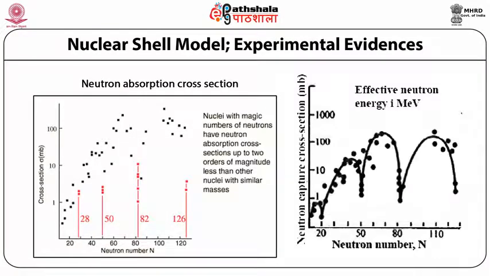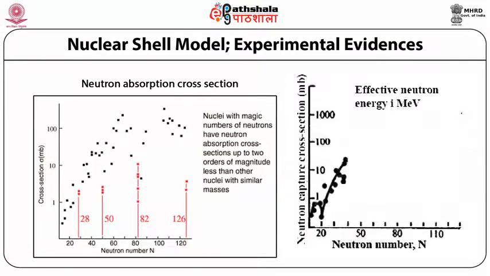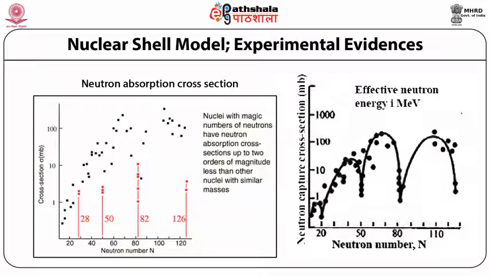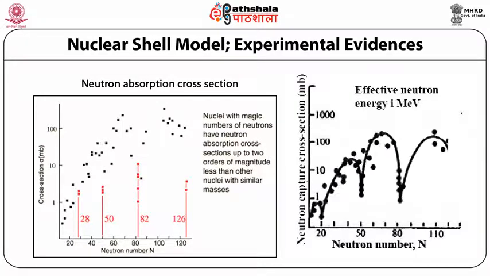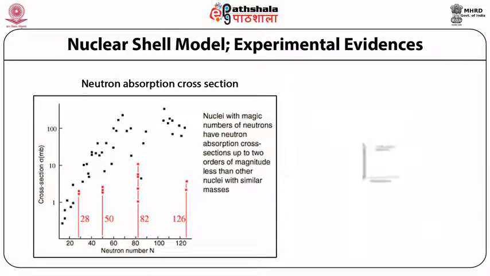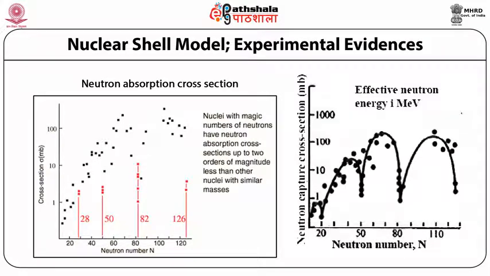Nuclear shell model, experimental evidences. So we continue our discussion about the experimental evidences. In this slide, we are going to discuss a few more. Here we see two pictures. On the left hand side, the cross section as a function of neutron number is given for neutron absorption, whereas on the right hand side, the neutron capture cross section as a function of neutron number is given. Both these pictures are more or less the same, but the details are different.